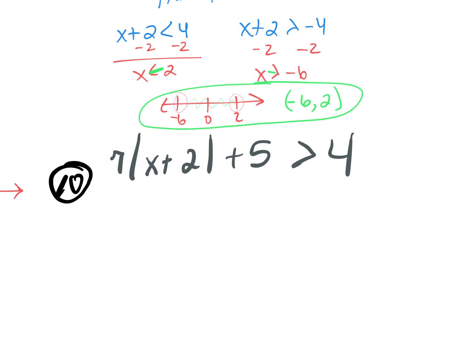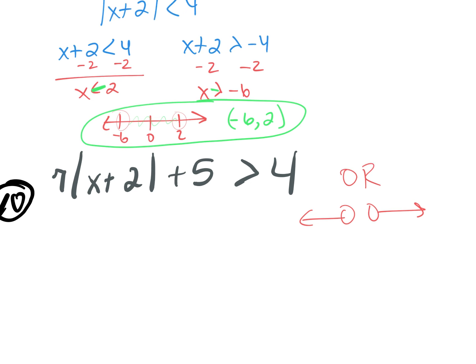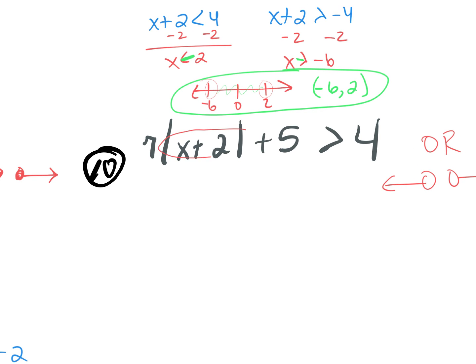All right, what does my initial inequality sign say? Greater. It's an or. So that means I'm going to go in opposite directions. And what kind of circles am I going to have? Open, because it's not or equal to. So let's get this by itself. I'm going to subtract 5.